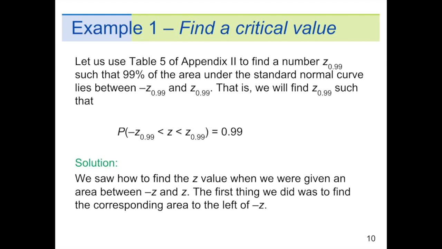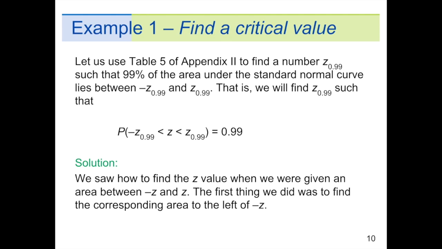Let us use Table 5 of Appendix 2, or in front of your book, to find a number z sub 0.99. So that's the z-score of 99%, such that 99% of the area under the standard normal curve lies between negative z sub 0.99 and z sub 0.99. That is, we will find z sub 0.99 such that the probability that z is between those two is 0.99.